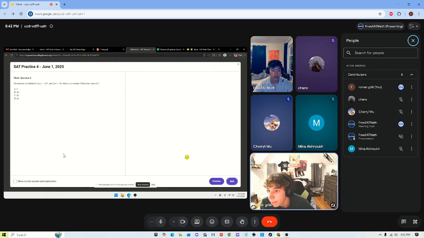Okay. The function f is defined by f of x equals x plus 15 over 5. And f of a equals 10. What is the value of a? Okay, so first we can just graph f of x in Desmos.